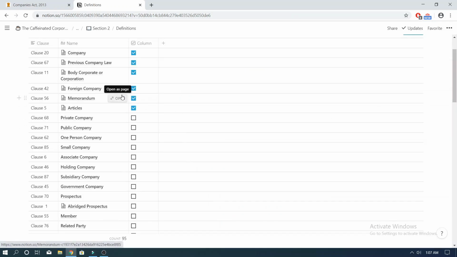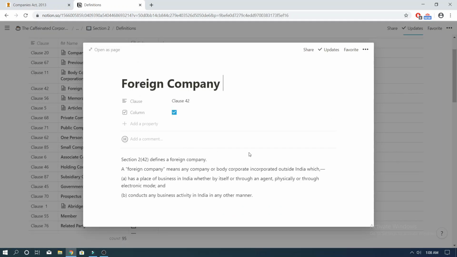Lastly, will a foreign company fall under the definition of body corporate? The answer is yes, yet again. But how is a foreign company defined under the Act? So let's see the definition of foreign company, which is given under clause 42 of section 2 of the Companies Act 2013. It says, a foreign company means any company or body corporate incorporated outside India which (A) has a place of business in India, whether by itself or through an agent, physically or through electronic mode, and (B) conducts any business activity in India in any other manner.